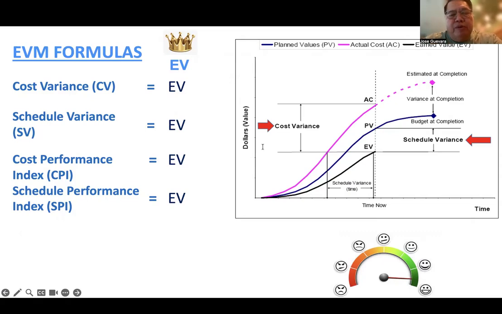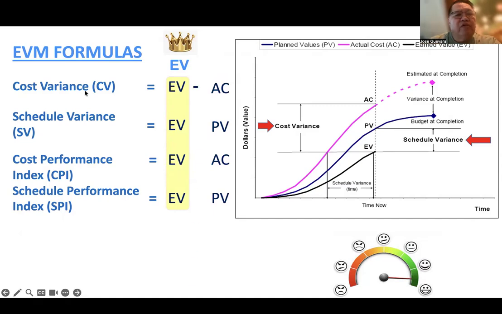So we don't need to try to memorize all the formulas. We just have to memorize earned value. Everything revolves around EV. So if we're calculating cost variance, then we are going to start with EV, and then if the question is about cost, we're going to use actual cost, AC. Same thing with cost performance index, AC. While for schedule performance index, we're going to use the planned value, PV. Same thing with the schedule variance, PV.